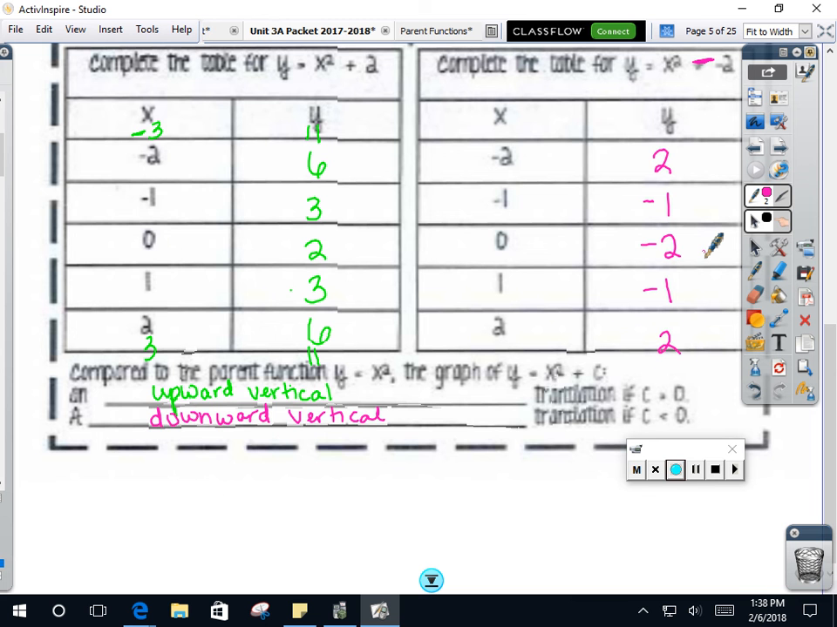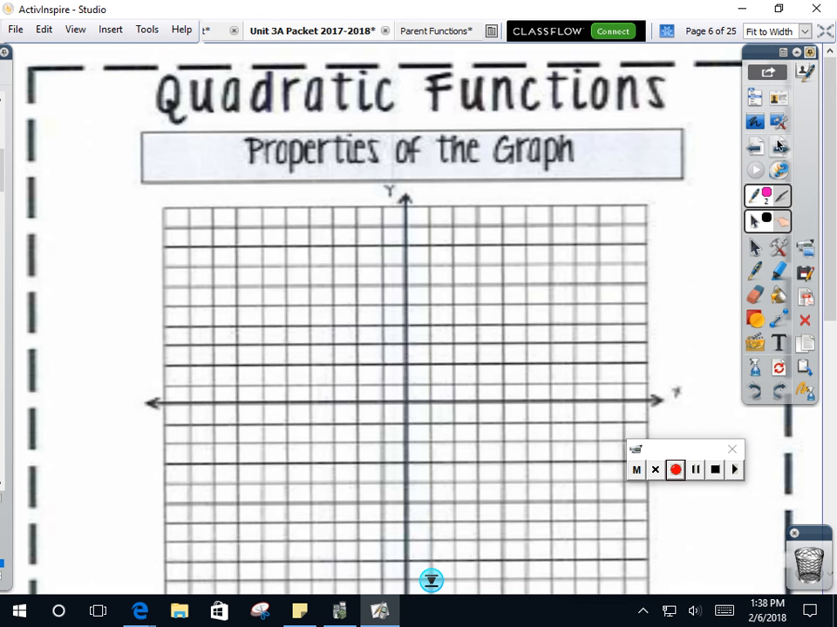Okay, everybody got that page? Okay, now go to the next page. Okay, properties of the graph.